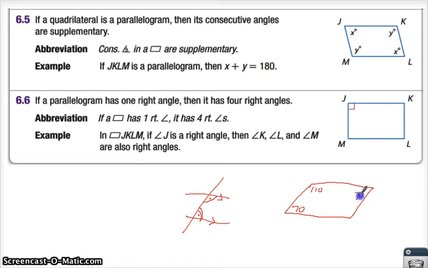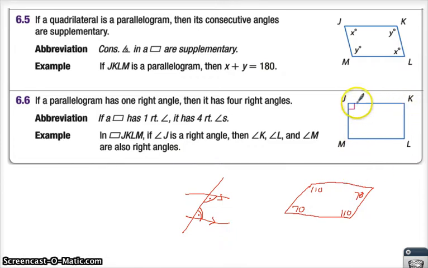Oh, and by the way, opposite angles are congruent. Or I could use the supplementary rule and go this way and say what's supplementary to 70? 110. So we know that has to happen pretty quick. By the same token, if it has one right angle, then that has to be a right angle because they have to be supplementary. Oh, and opposite angles are congruent, so that's a right angle, and there's 360 in a quadrilateral, so that has to be 90.